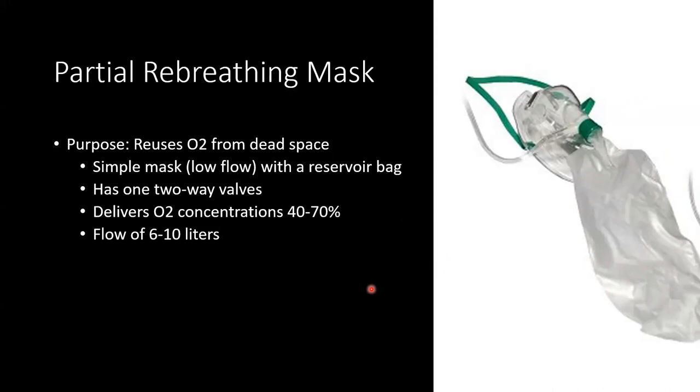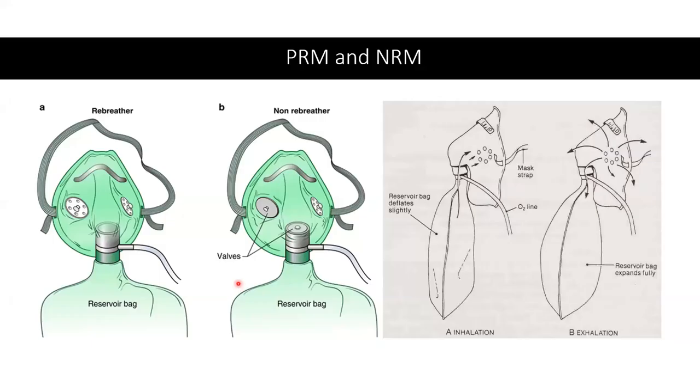Right? This is different from a non-rebreathing mask. And we're going to talk about why it's called a partial rebreathing mask. This device can deliver as much as 70% FiO2 at flow rates of around 6 to 10 liters per minute. So what is the design of this mask? Let's take a look at the anatomy and the physics of this particular device. Okay, so we're talking about a partial rebreathing mask. A partial rebreathing mask is going to collect oxygen from two sources. One from the wall, this oxygen right here. And the second one is from the reservoir bag.